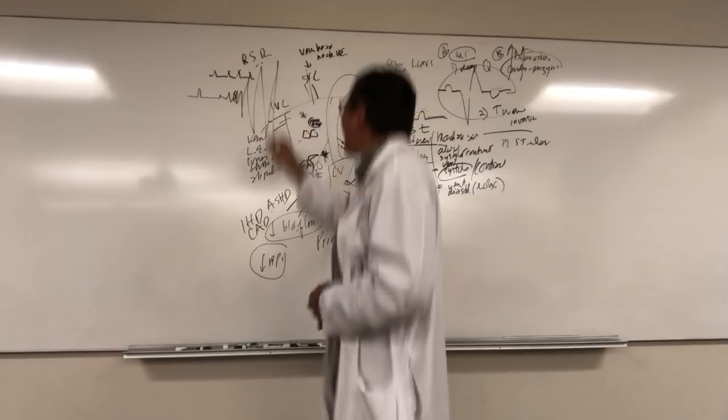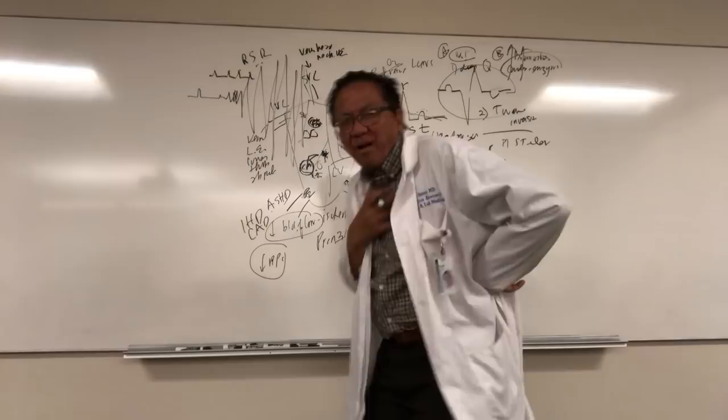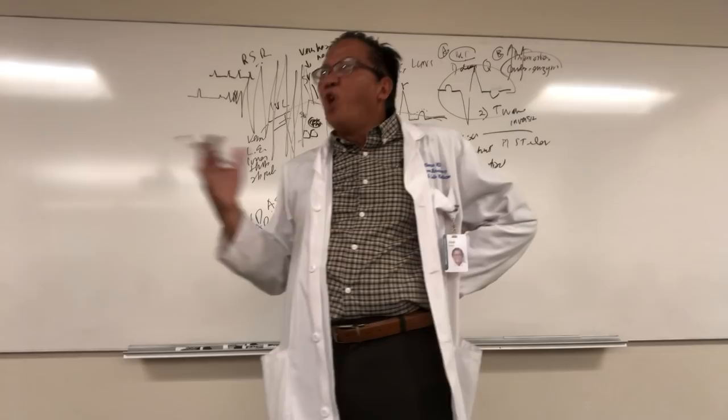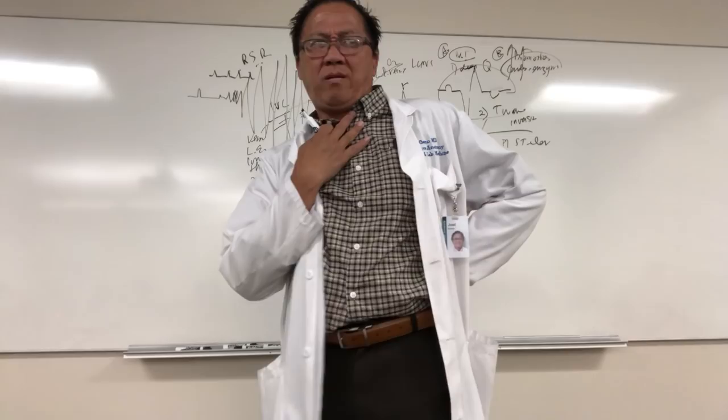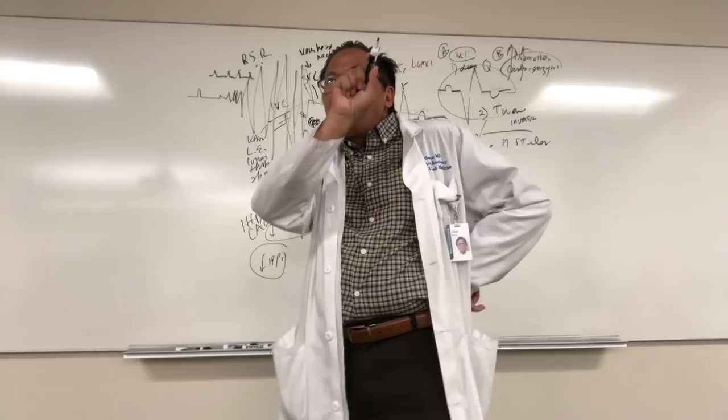Tick-jig. I'm ready. I'm having an MI. Flatline. What does flatline mean? No electrical activity. And if there is no electrical activity, there is no contraction. You're going to cardiac arrest, or what they call a standstill. Flat line, no electrical activity, no mechanical event.